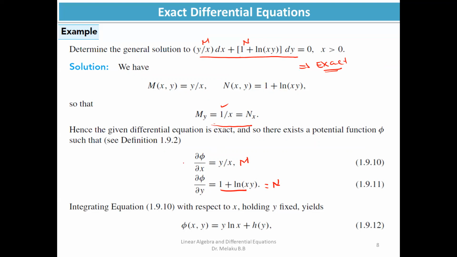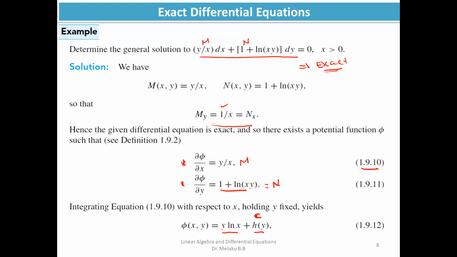Therefore, from these two equations, we can find the general solution to it. So from the first equation, 1.9.10, upon integrating phi with respect to x, we'll obtain phi of x, y is the same as y ln x plus some constant c. But because we are integrating with respect to x, the constant must be a function of y, h of y, like this.